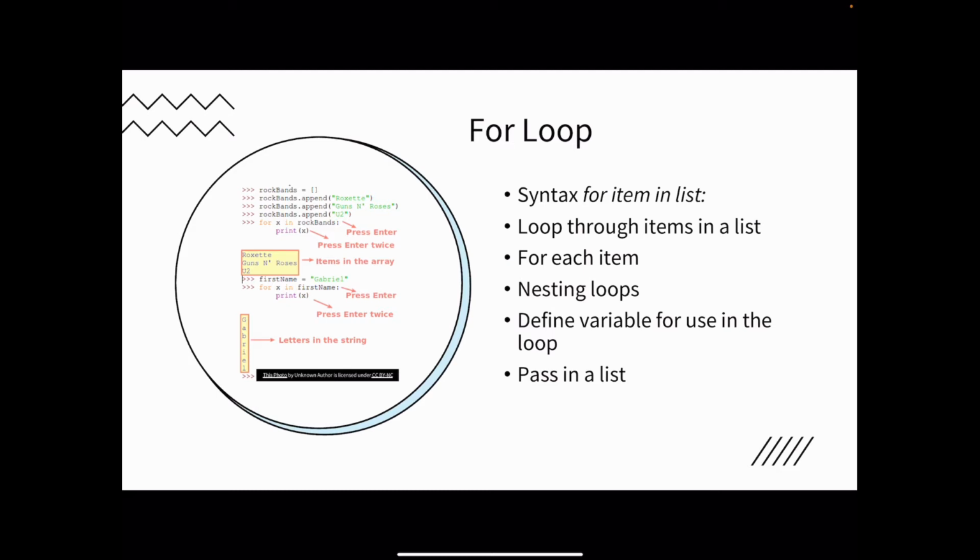You can also nest loops, so you can do for each item in your list and then nest it with an if statement so that you're performing that if statement for each item in the list. You define the variable for use within the loop, and what I mean by that is, although we are referencing the rock bands list right here, we're declaring X, and X is actually what we are calling within the loop to perform the action against. So we're passing a list into the for loop.